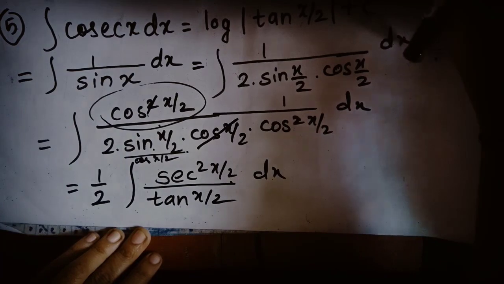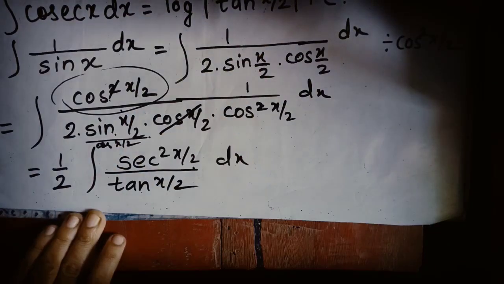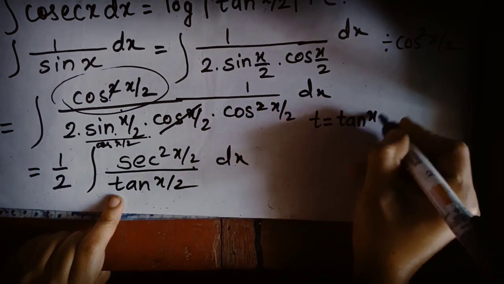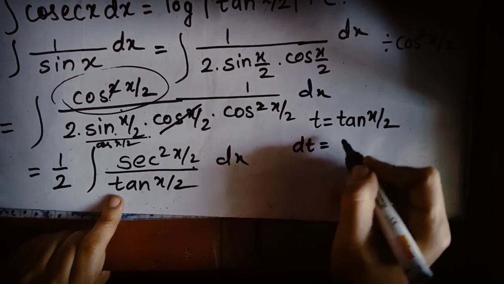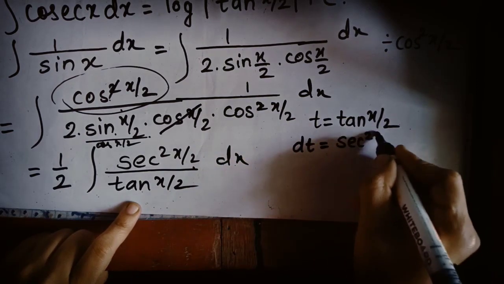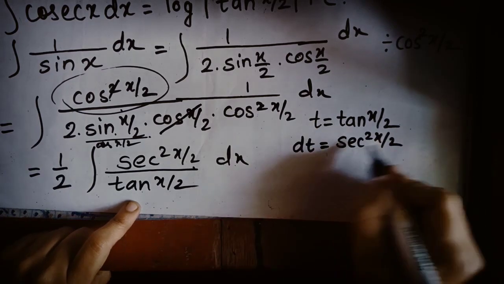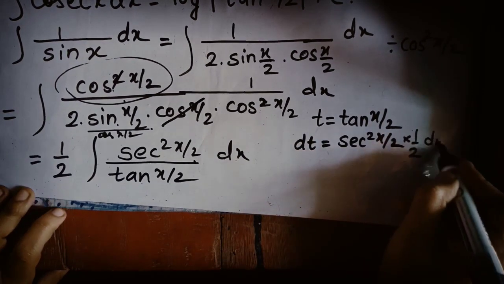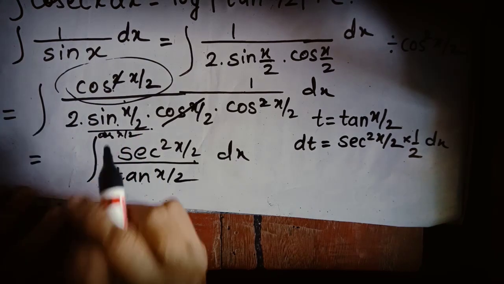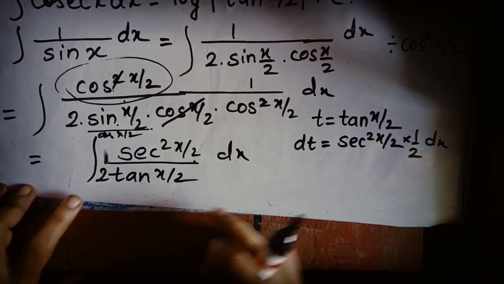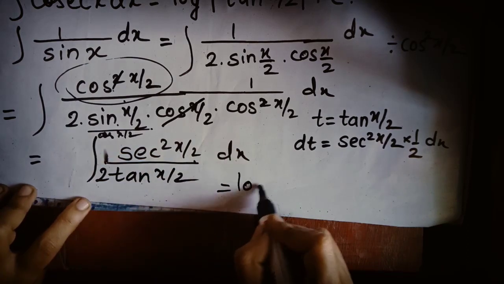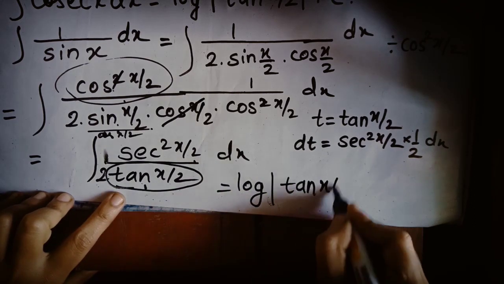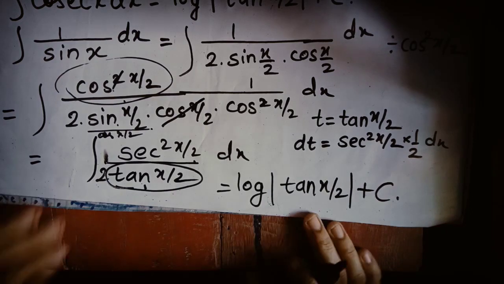Now you have to use that f dash of x upon f of x formula. So if I substitute t as tan x by 2, then dt will be sec square x by 2, derivative of tan x by 2, into half, that is derivative of x by 2, dx. So I can take this half if I write it here. Then this whole thing will become log of tan x by 2 plus c.